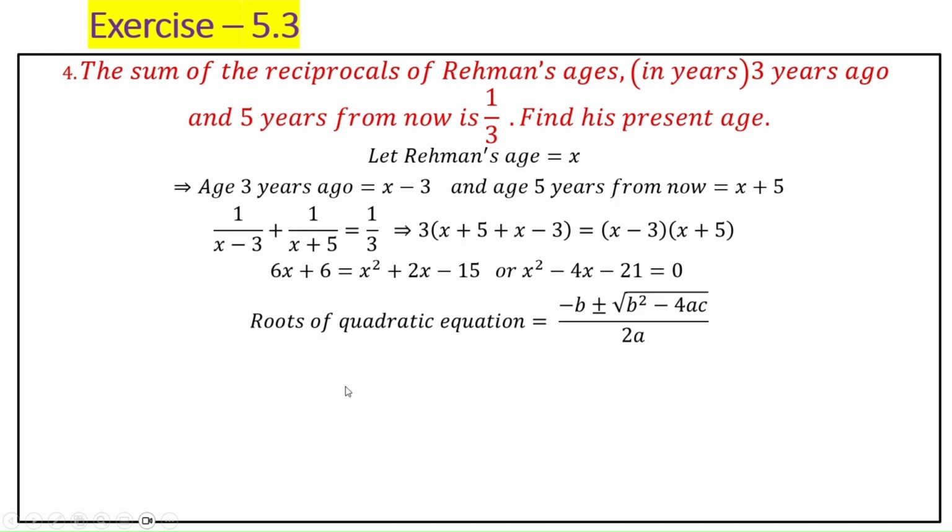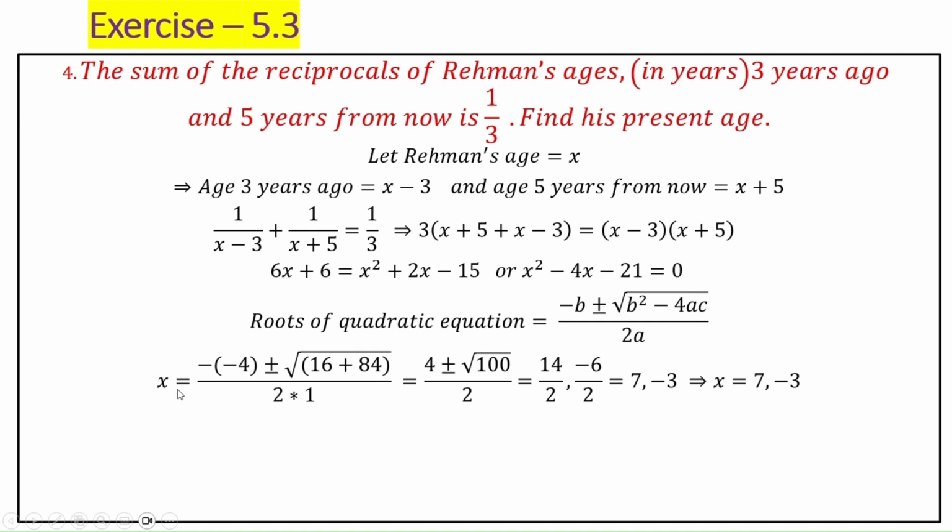Now you apply the same template, discriminant and everything. Check it, and then x equal to, the values you will get are 7 and minus 3. These are the roots of this one. Okay, so minus 3 cannot be age, right? So 7 is the answer.